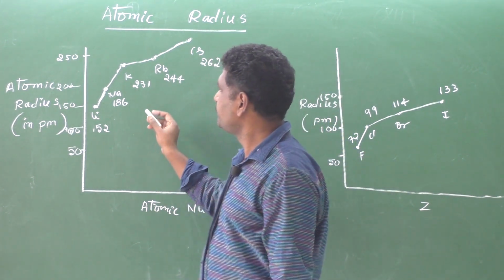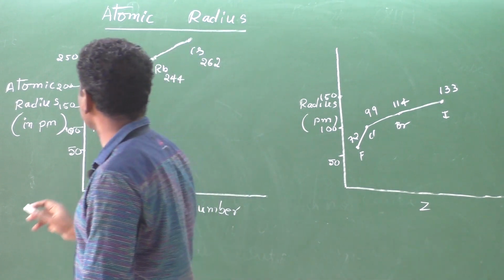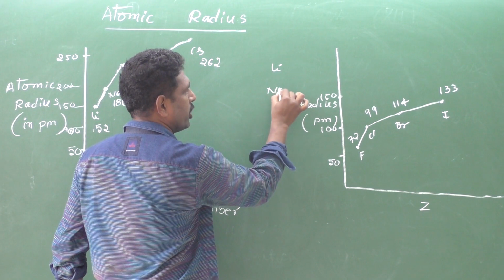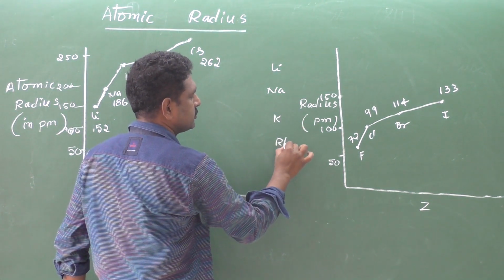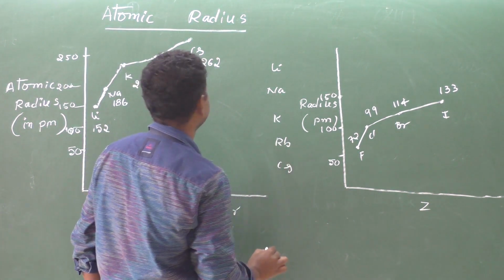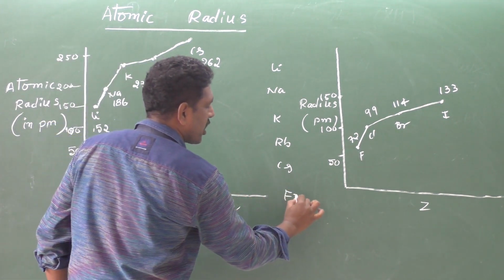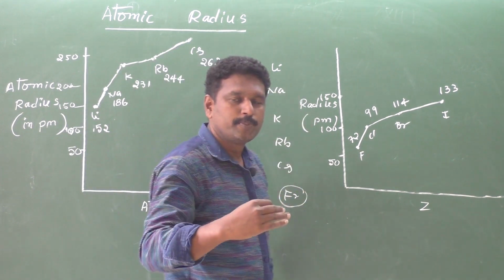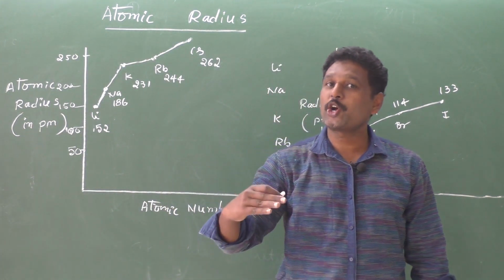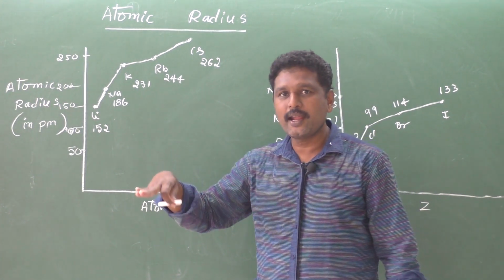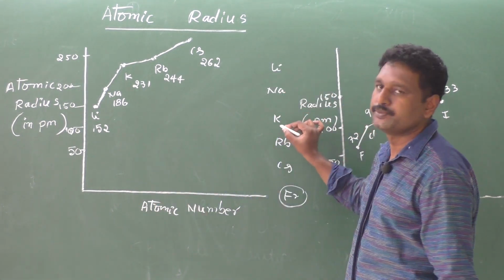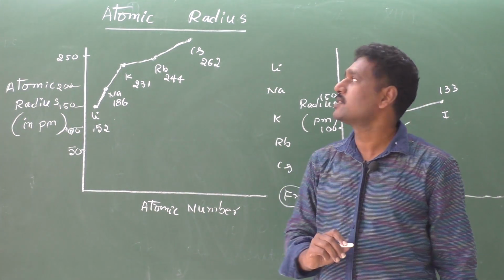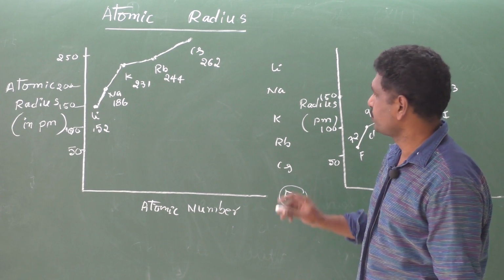So if you take first A group elements, first A group elements means lithium, sodium, potassium, rubidium, cesium. Francium is a radioactive element, that's why we are not considering it. So in a group from top to bottom, atomic radius gradually increases. We know that because the number of new shells added increases. That is the reason.